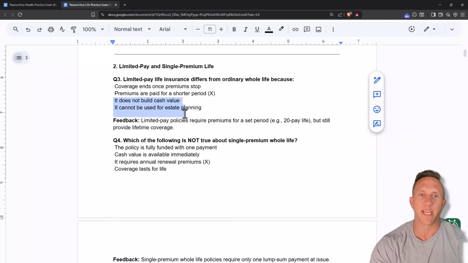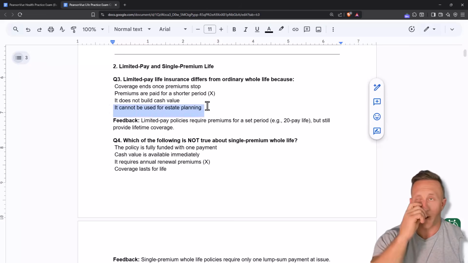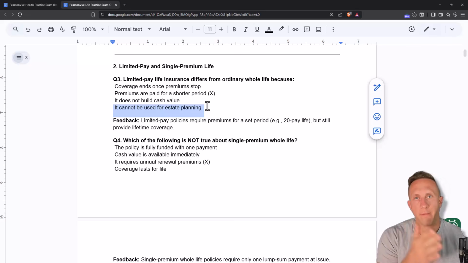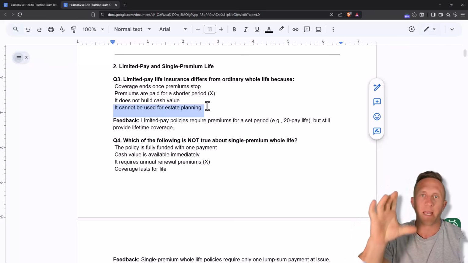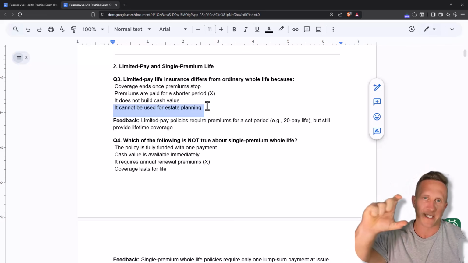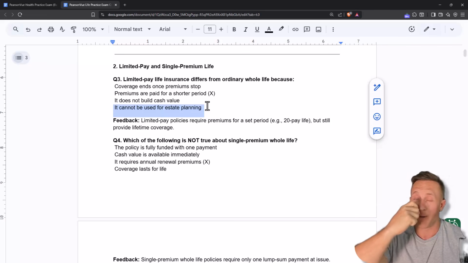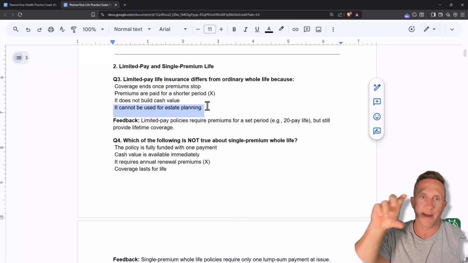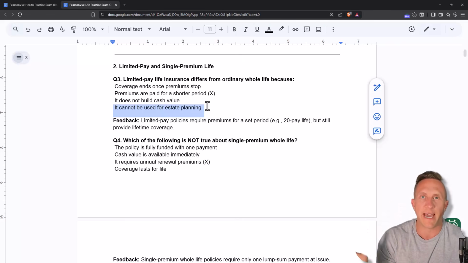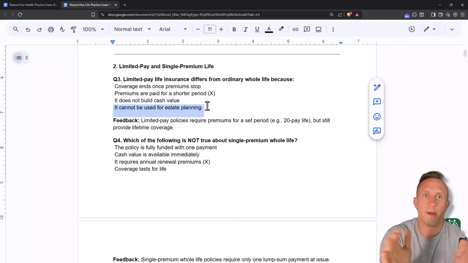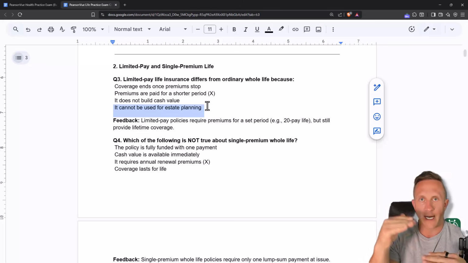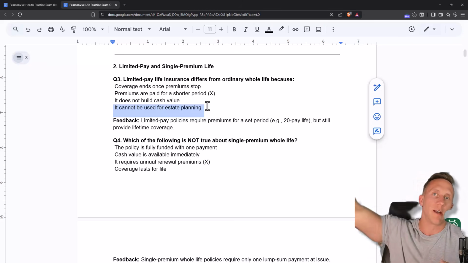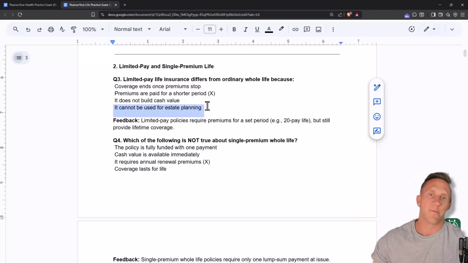Limited pay still builds cash value, and it can be used for estate planning. So the difference is in a traditional or ordinary whole life policy, premiums are paid until the insured dies or reaches 100 years old. In a limited pay life, they pay the premiums for less time. Okay, so they pay their premiums for less time, but because they're paying it for less time and the policy still continues, they have to pay the cost of insurance in a shorter amount of time, so their premium each year is higher. So they pay more in a shorter amount of time than they would pay in that same amount of time with an ordinary whole life, but they don't have to keep making payments after.